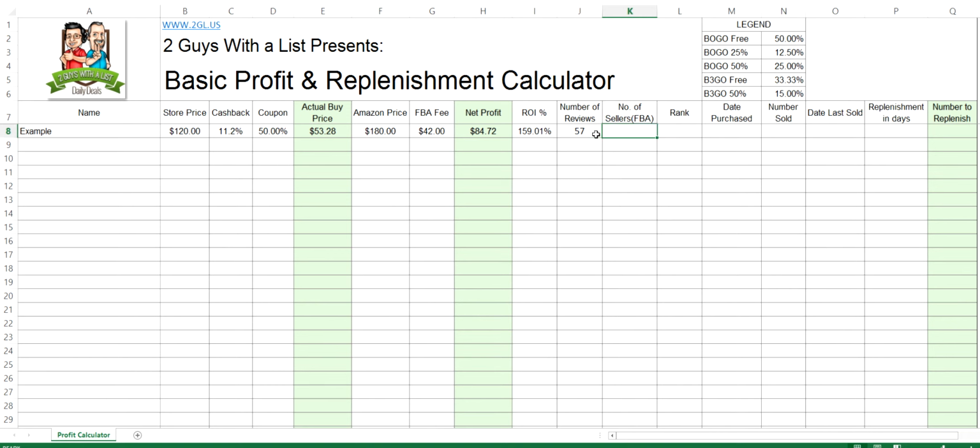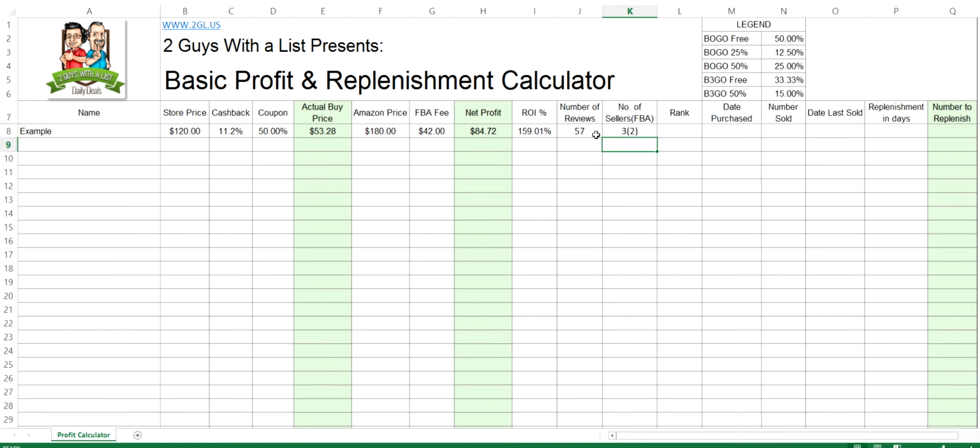Okay, the next figure I want to put in here is the number of sellers, in particular the number of FBA sellers that were actually selling this at the time of purchase. So for example, if there were 3 sellers, and of those 3 sellers, 2 of them were selling it as FBA, I want to know that.